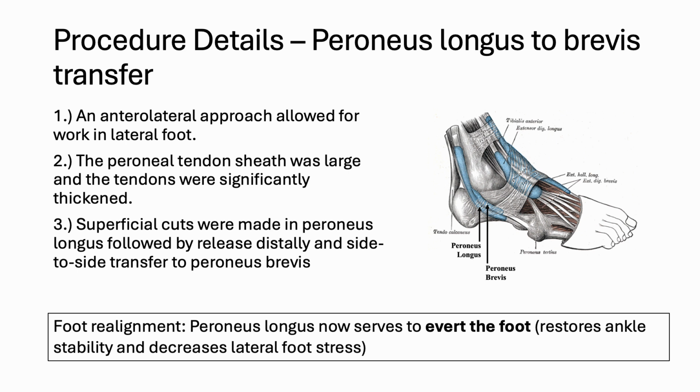Next is the peroneus longus to brevis transfer. We took an anterolateral approach to the ankle, which allowed us to identify her large and severely thickened peroneus longus tendon. This was released distally and tacked to the peroneus brevis in a side-to-side transfer. As a result, the peroneus longus can no longer plantar flex the first ray, which alleviates forefoot stress, and now everts the foot with the peroneus brevis to decrease lateral stress on the foot.